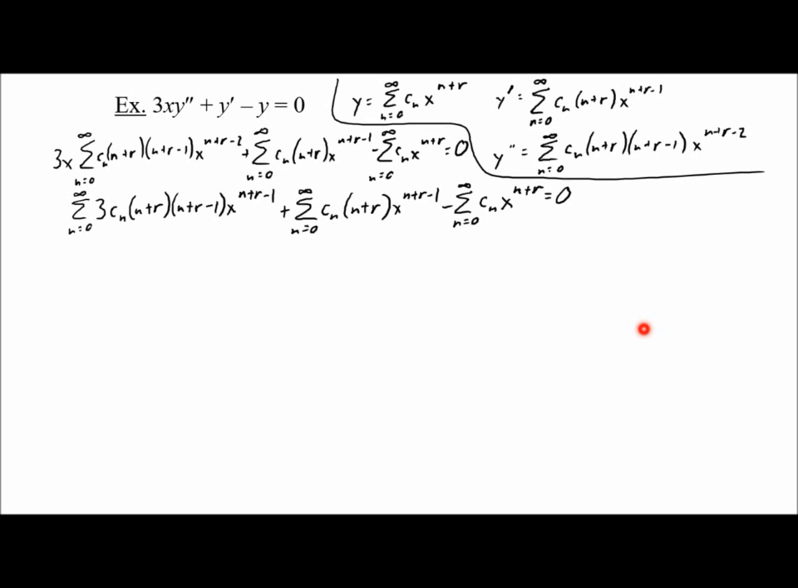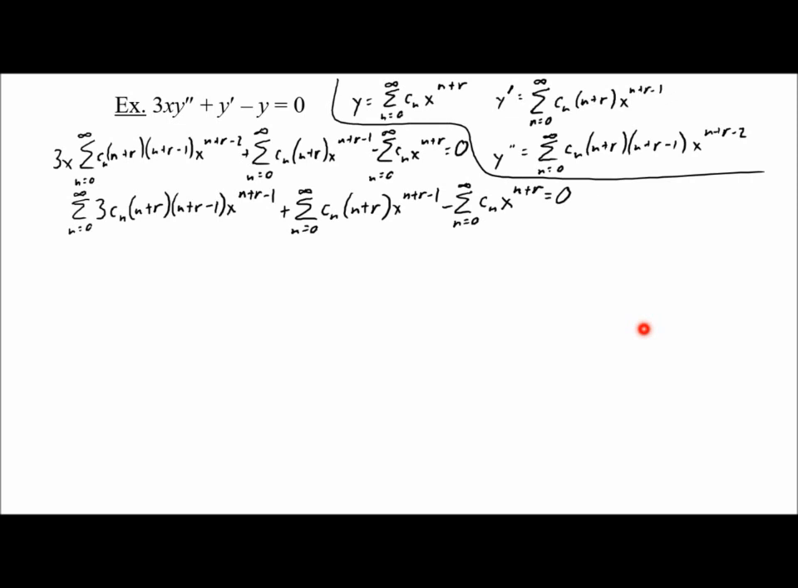Okay, let's take a step back for a second. Our goal is the same as the goal from last class, to find those C's. Find C0, C1, C2, and so on. Our goal is the same. Our method is going to be the same. I'm going to start by making it so that all the x's are raised to the same power. And I'm going to do that by changing the index.